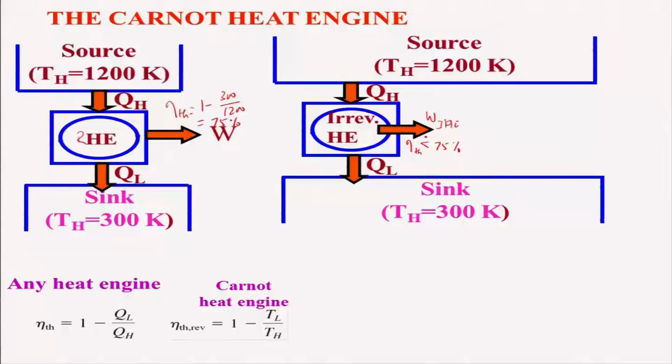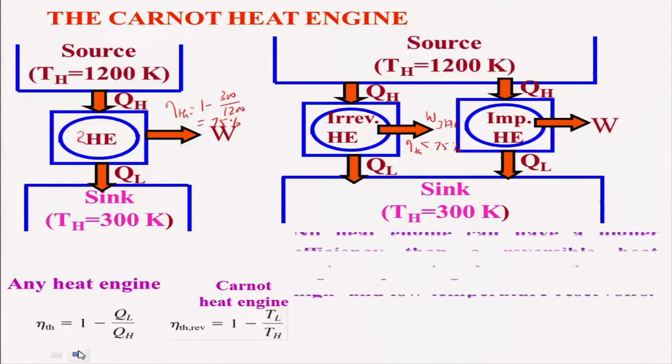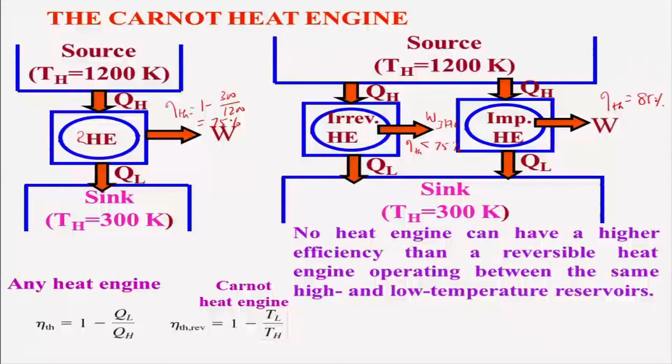Okay. But let us consider that there is a person who claims there is an engine which does the same thing, absorbing the same QH amount from the same source and rejecting QL, and claims that its thermal efficiency is 85%. If it is 85%, that means it is impossible, because no heat engine can have higher efficiency than a Carnot engine, which is a reversible engine. Therefore, no heat engine can have higher efficiency than a reversible heat engine operating between the same high and low temperature reservoirs.